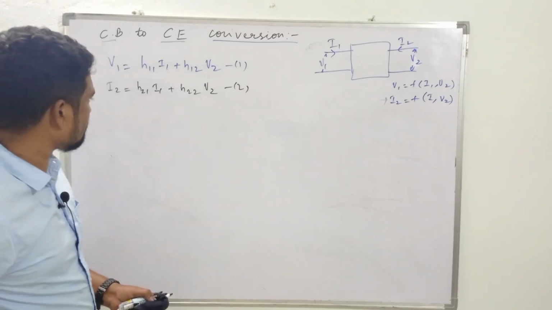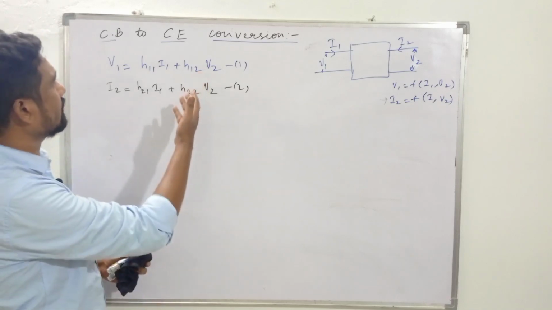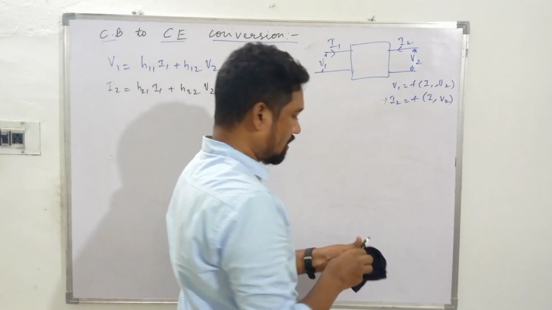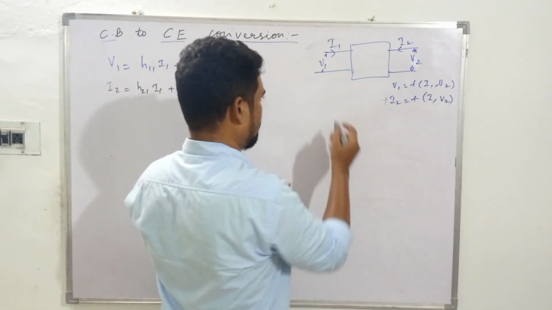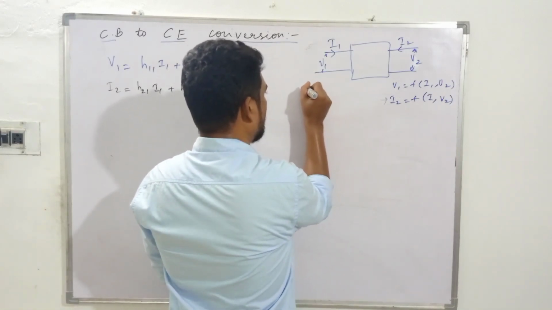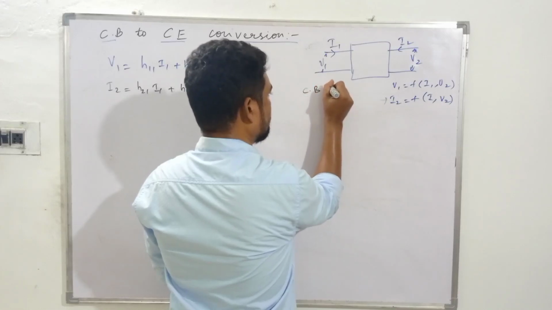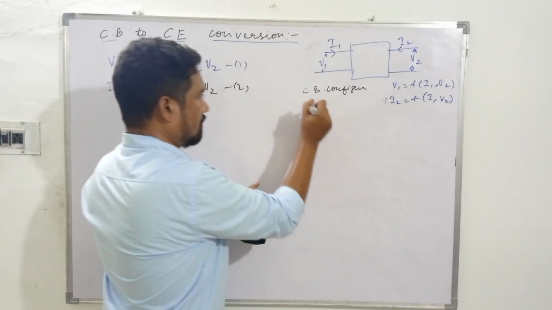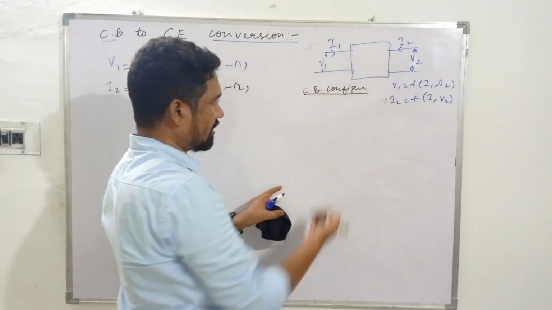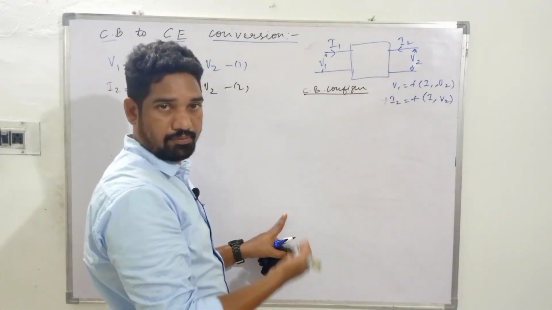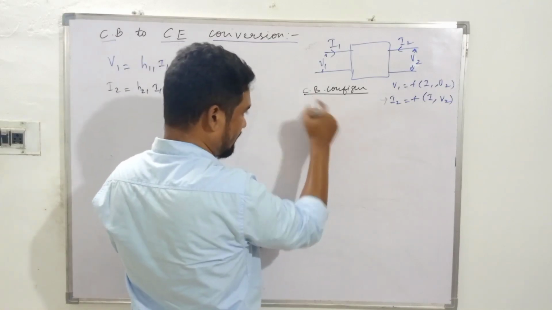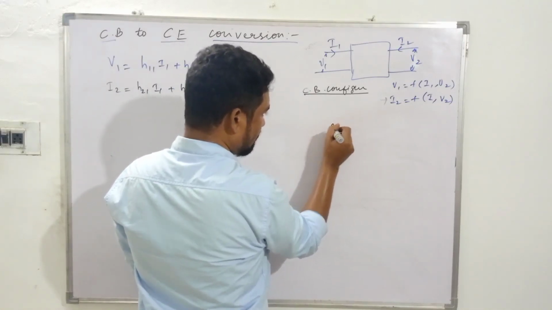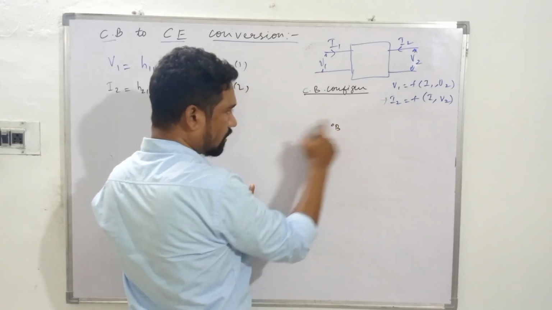To go ahead with the conversion, the derivation, one needs an idea of how the transistor is arranged. If we speak about the common base configuration, we have three terminals, of which one is the base, and this base is common to both input and output.